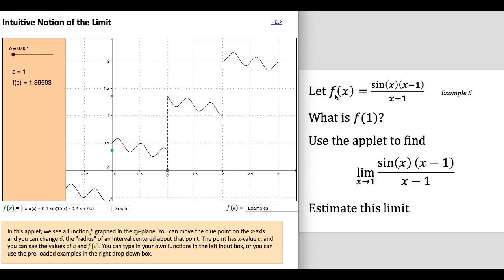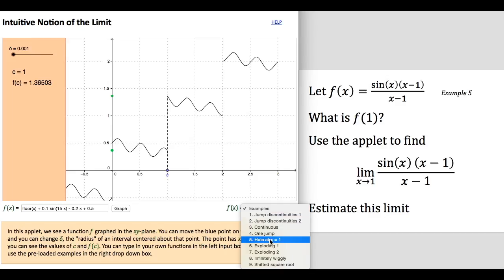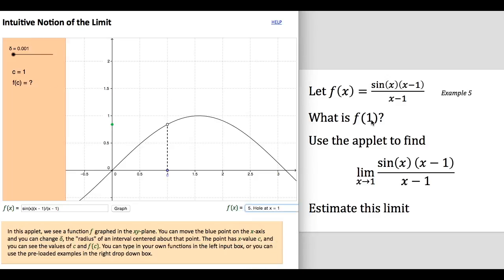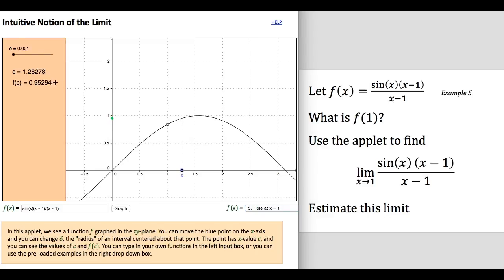All right, now let's graph this one. You don't have to type this in. You can just go to examples and pick 5. So what is f of 1? Your C should already be at 1, and we can see that f of C is a question mark. That's weird. Let's move C a little bit. Okay, well, it is working. It is calculating an f of C, but what's happening at 1?